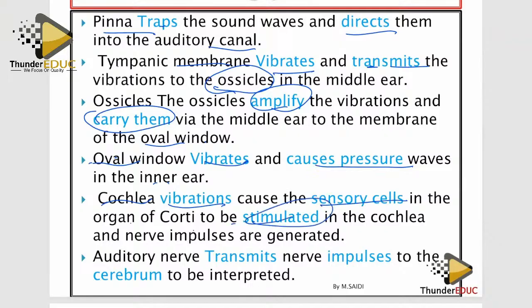And then a nerve impulse is generated, meaning that the stimulus in the cochlea is converted into a nerve impulse. Then the auditory nerve will transmit this nerve impulse to the cerebrum for interpretation. That's the hearing. Six marks, you must know them before you approach your exam.